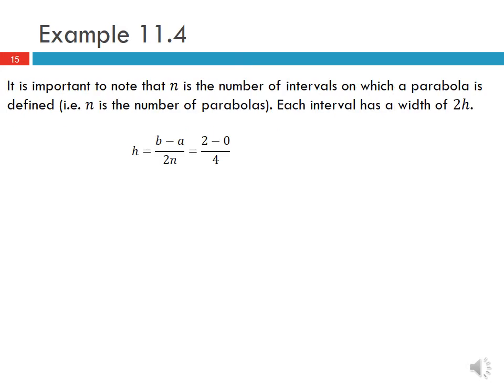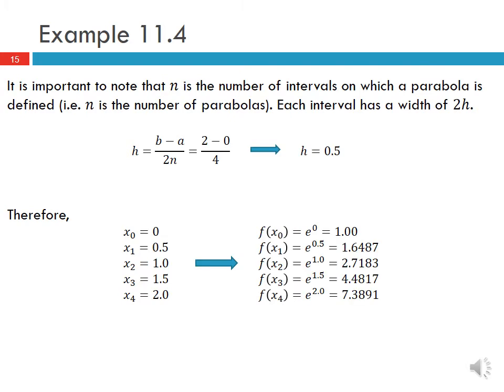It's important to note that n is the number of intervals on which a parabola is defined. So n is the number of parabolas, and each interval has a width of 2h. That means h is equal to (b minus a) over 2n. So in this case, h is equal to 0.5 if n is equal to 2. Again, we have our points with spacing h, and our function evaluated at all of those points.